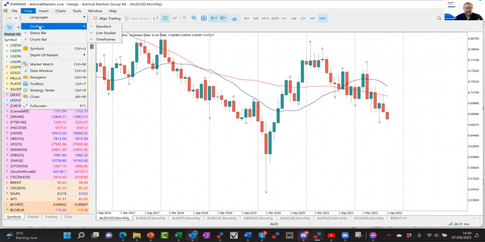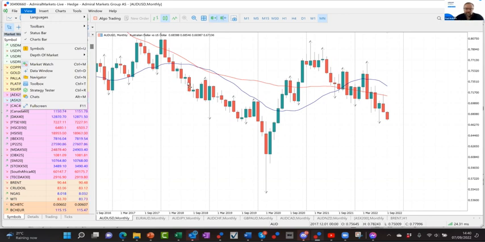Okay, if you just have a standard and you have status bar, that will also just show or hide that status bar at the bottom, so you can see it. So you can see it there right at the minute. And I always have that status bar on, because what it does importantly is it also shows you if you've got a connection to the internet, if you're still getting your feed through.